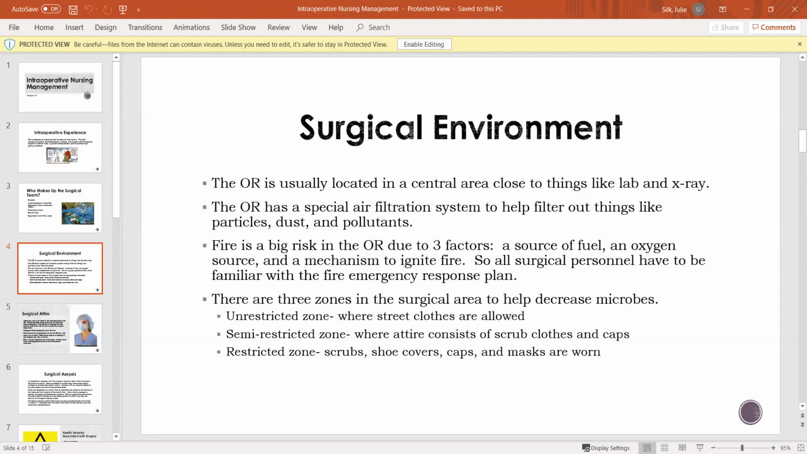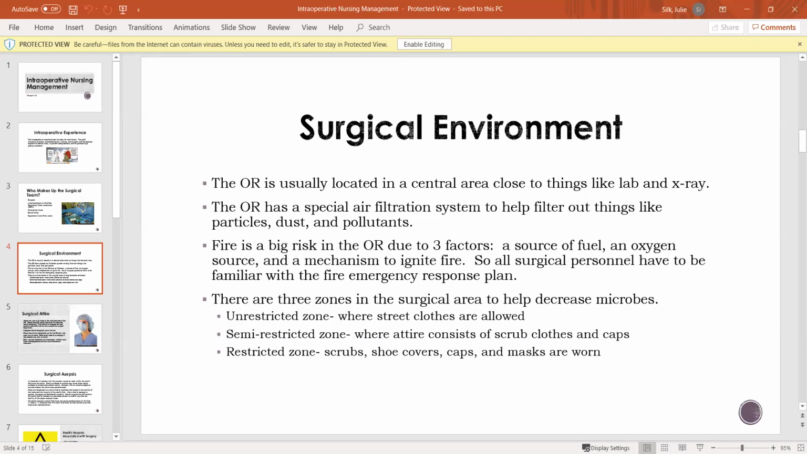Okay, another thing that we need to talk about is the 3 zones in the surgical area. When you go down to the OR, they have 3 zones there: an unrestricted zone, a semi-restricted zone, and a restricted zone. The unrestricted zone is where street clothes are allowed. You could have your own clothes on, and maybe the locker room would be there so that you could go change into your scrubs before you start your shift. Traffic is not limited here.